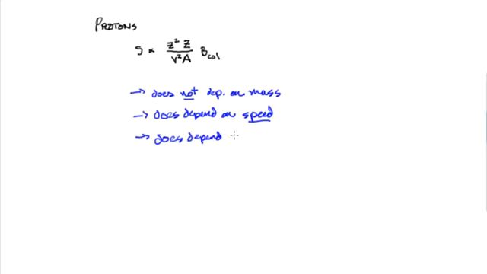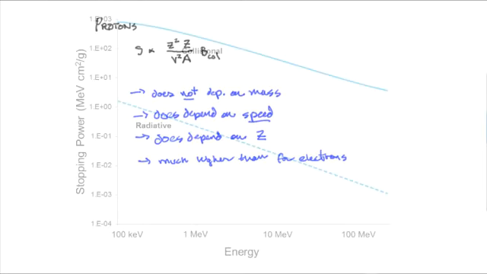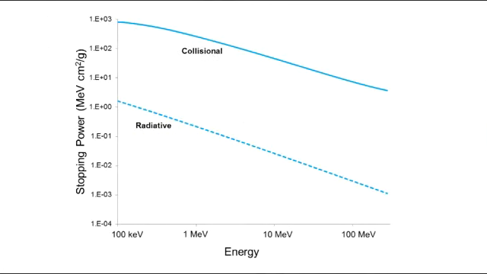Number 3, it does depend on atomic number. And number 4, it's much higher than for electrons. So here's what this looks like on these plots as a function of energy. Now remember, this is for protons in this particular case. And in particular, what we're plotting here is protons in water. And you see the collisional stopping power is much higher than the radiative stopping power.